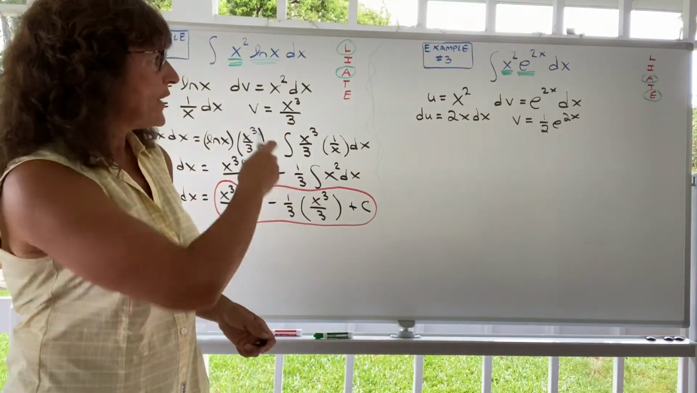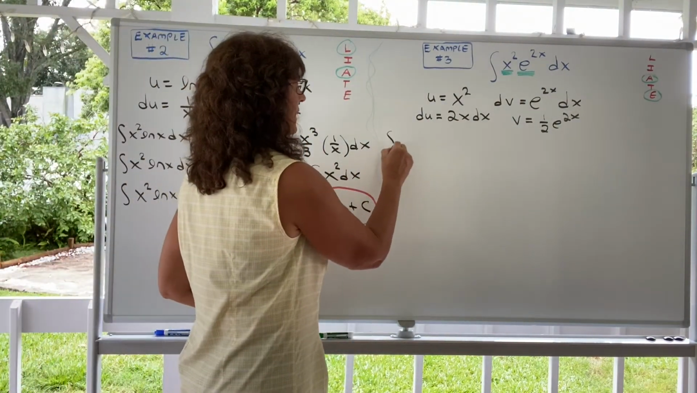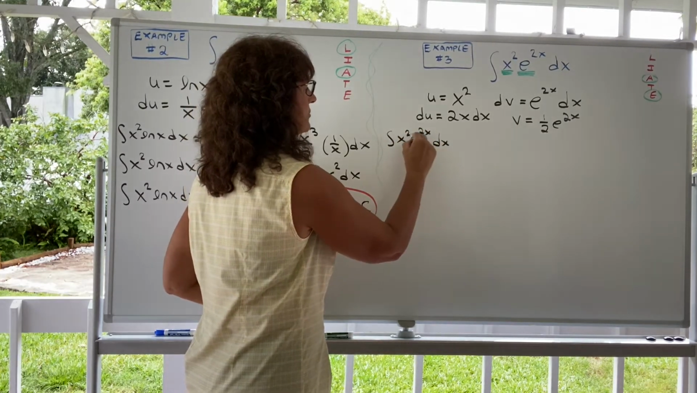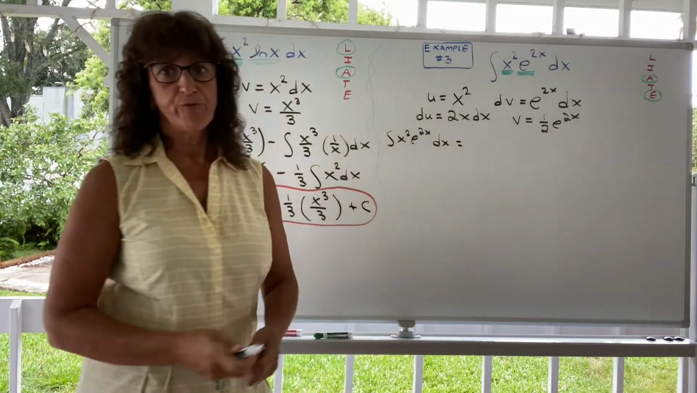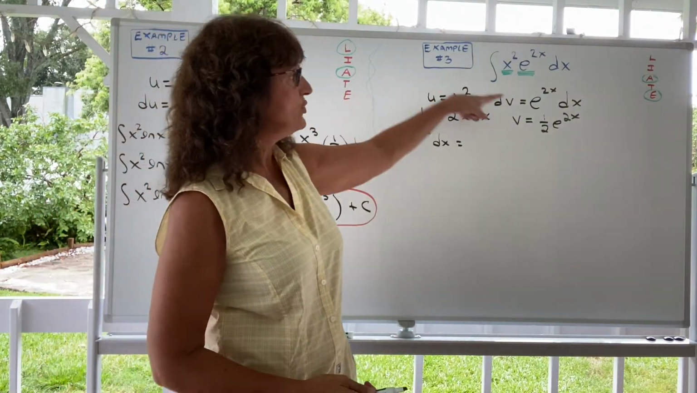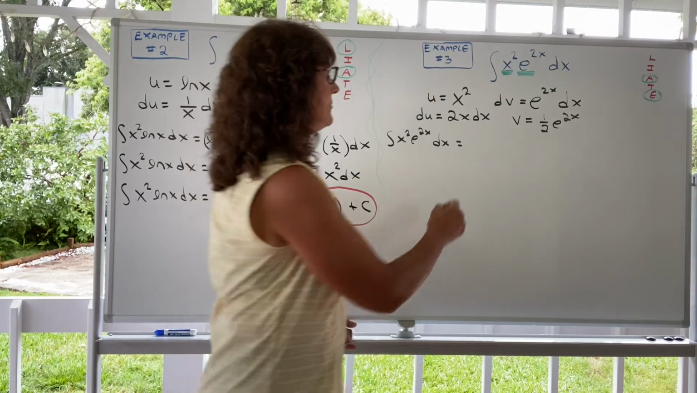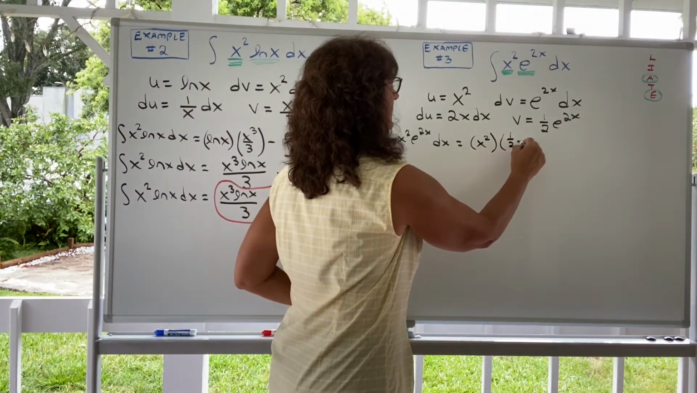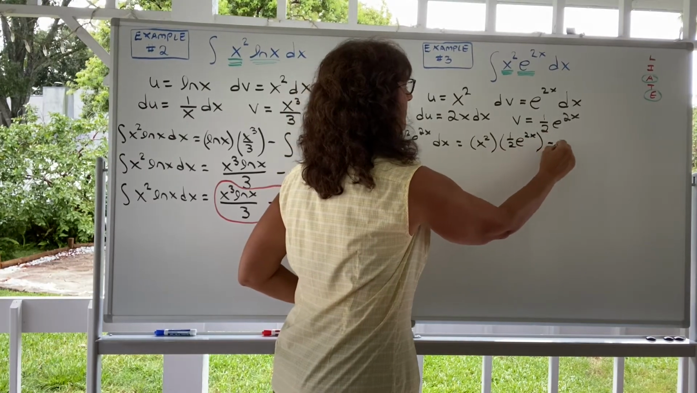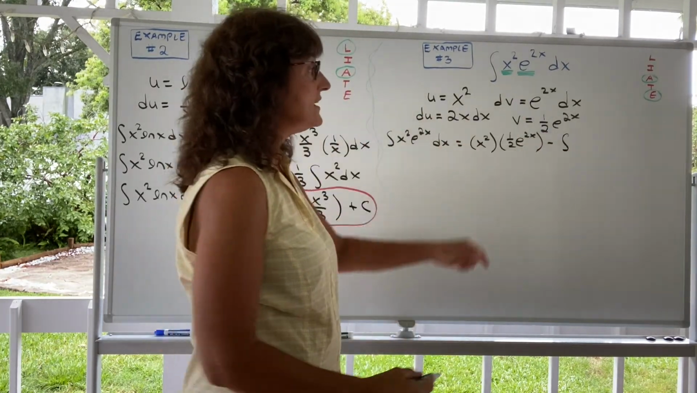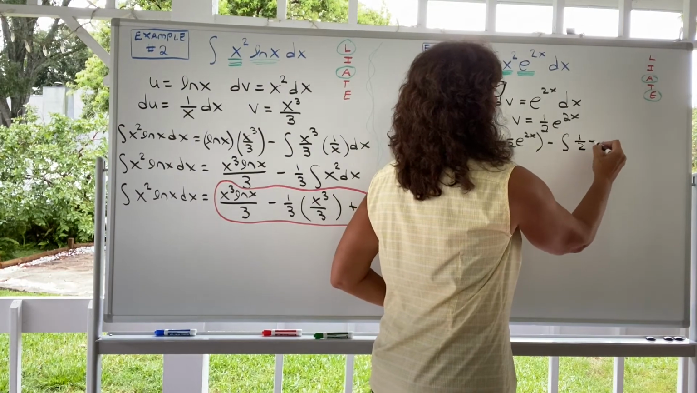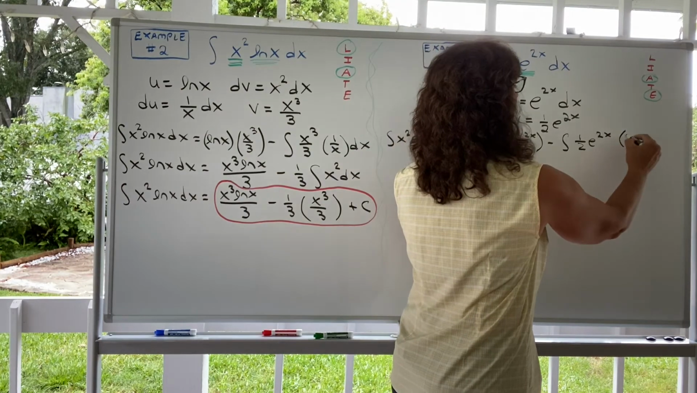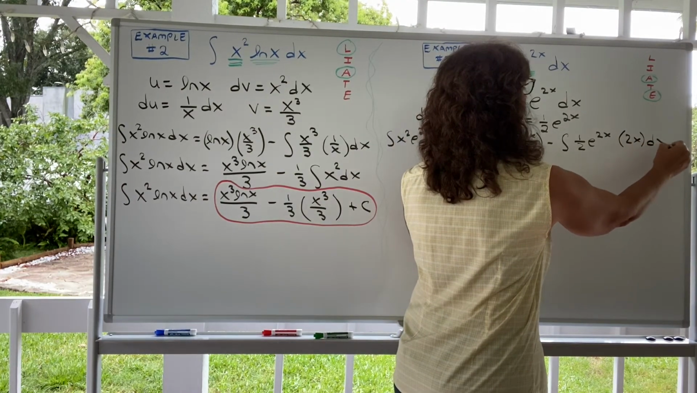So now we're going to integrate x squared e to the 2x dx. Do this integration. Remember the formula, it's on the other side of the board. It's u times v. You're going to have x squared times v, which is 1/2 e to the 2x, minus the integral of v, which is 1/2 e to the 2x, and then du, which is 2x dx.